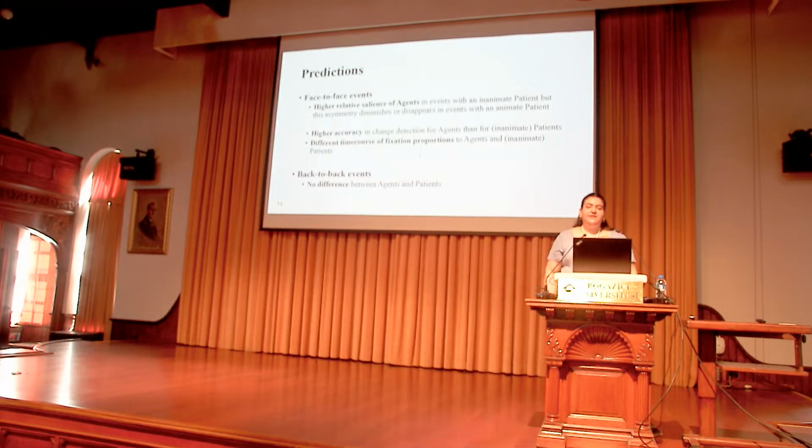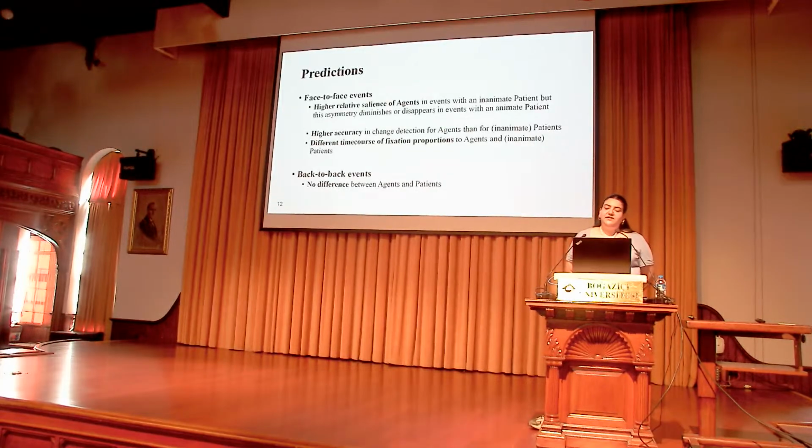So we hypothesized that we would see a higher relative salience of agents in events with an inanimate patient, but that this asymmetry would diminish or disappear in events with an animate patient. And we expected to see this as higher accuracy for agents, as well as different time course of fixation proportions to agents and patients. And for back-to-back events, since the only difference is the presence of event roles, and the low-level features are the same, we expected to see no difference between agents and patients.